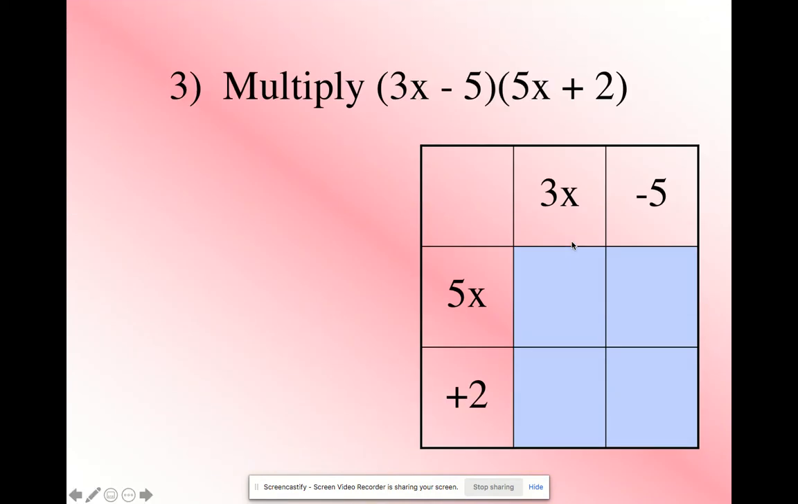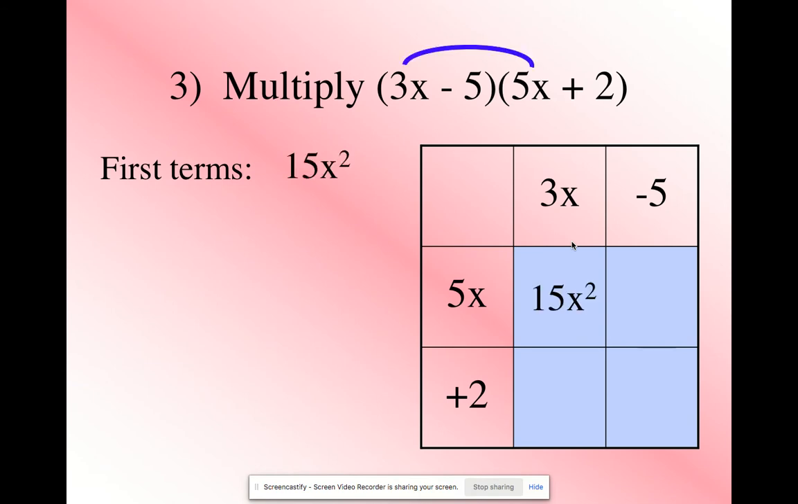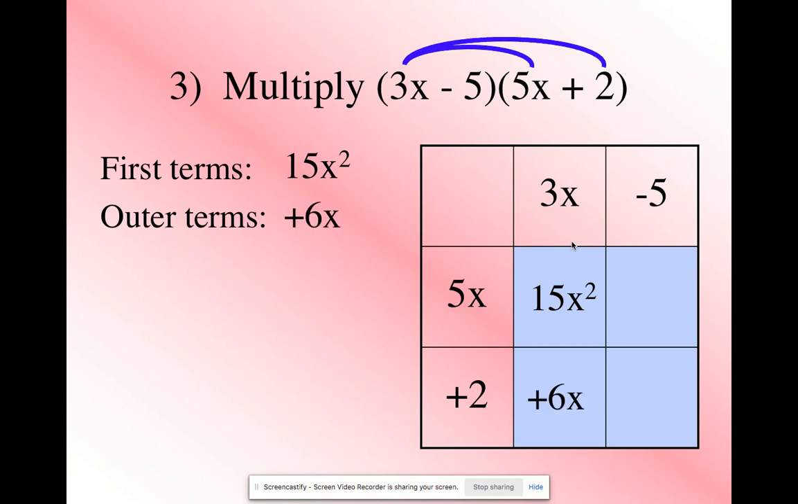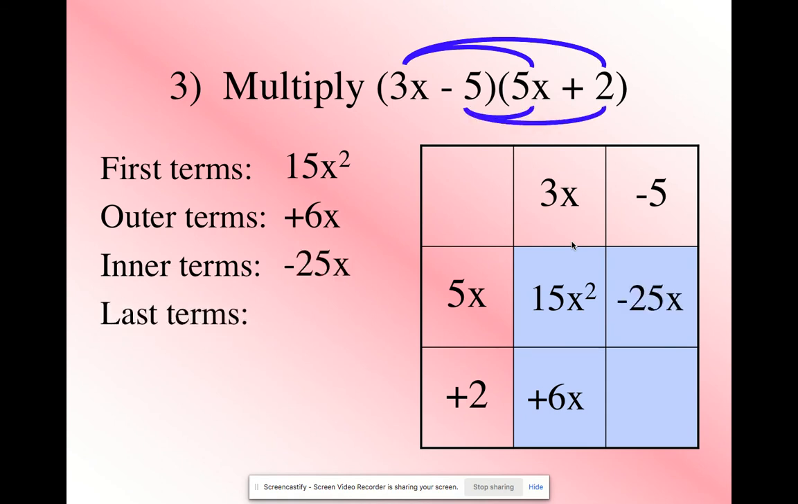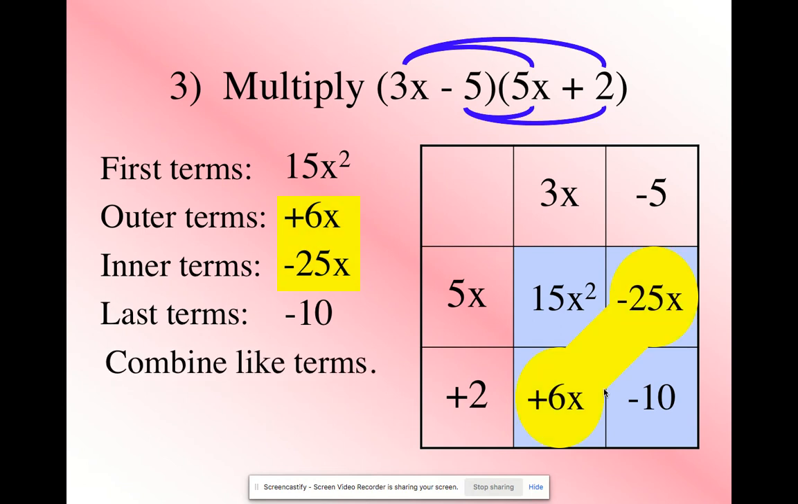You go through the FOIL method and still do first terms, so 3x times 5x, and get 15x squared. Then the outer term, 3x times 2, and get 6x. Inner term, 5x times negative 5, and get negative 25x. And the last term, negative 10. You're just multiplying across the box. As always, combine like terms. Your final answer is 15x squared minus 19x minus 10.